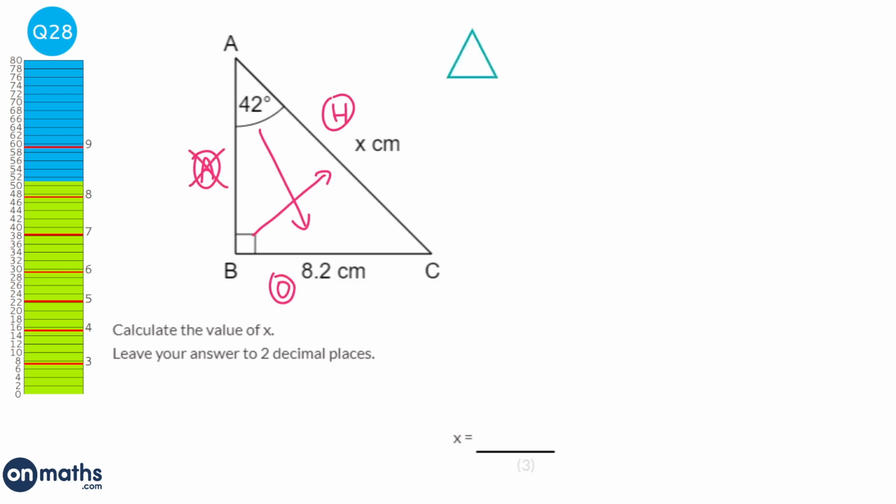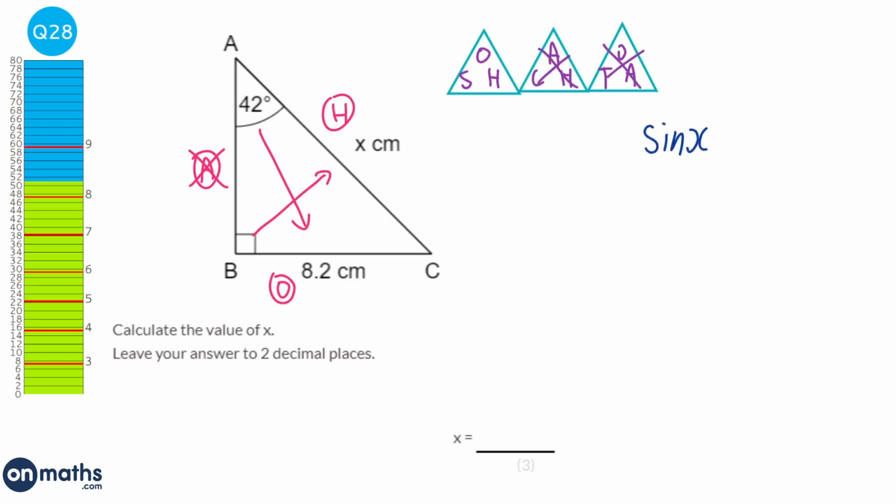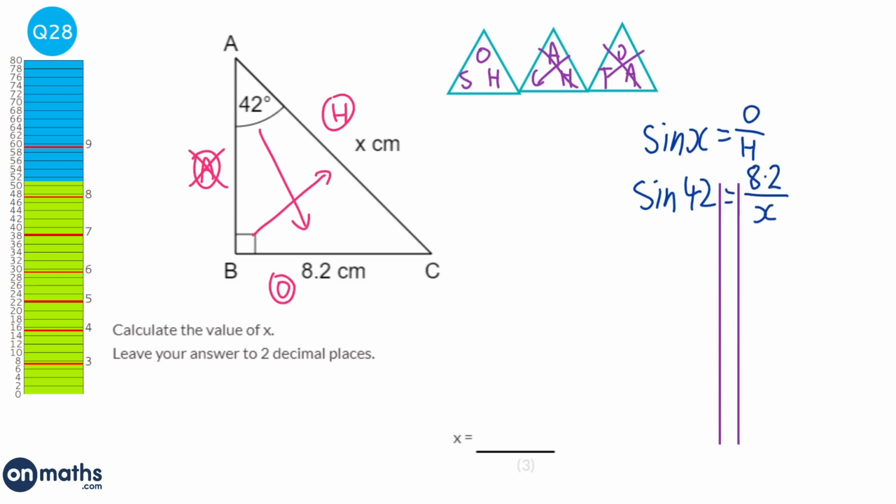We're going to do our SOHCAHTOA triangles next, and so we've got SOHCAHTOA. Now we crossed out the A, so we're not going to be using CAH or TOA. This question is going to be using sine, so it's sine of the angle equals opposite over hypotenuse. The angle is 42, the opposite is 8.2, and the hypotenuse is x. Put in our solving lines.